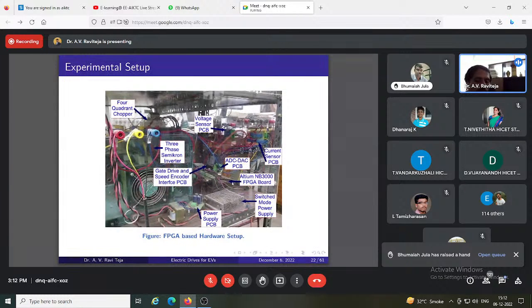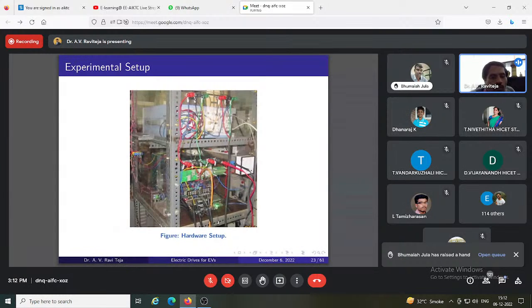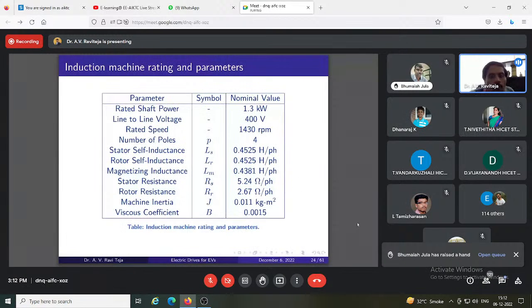So here the speed encoder is just used to check the speed of the actual motor against the estimated speed, and compare whether they are equal or any deviation exists. This is the other view of the hardware setup. This is the motor rating available in the lab, 1.3 kilowatt, line voltage 400 volt, 1430 RPM, 4-pole motor, having the other parameters as given here.